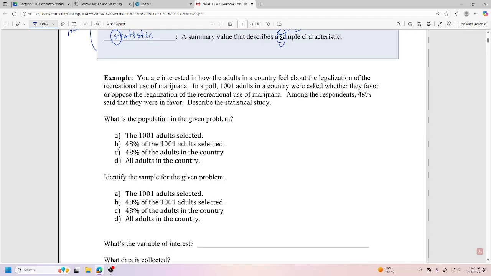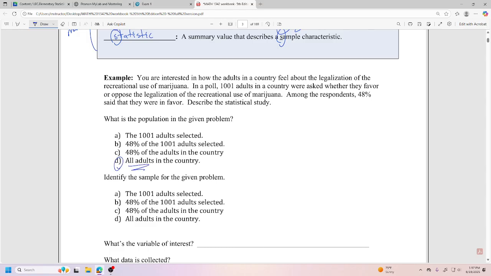You're interested in the field of legalization. We got this many adults, and you're saying yes or no. 48% say they're in favor, so they want to just answer questions for that. Okay. So what is the population? You tell me. What makes sense here? Population, everybody, right? What would you say? Yeah, exactly. All adults, everybody, right?